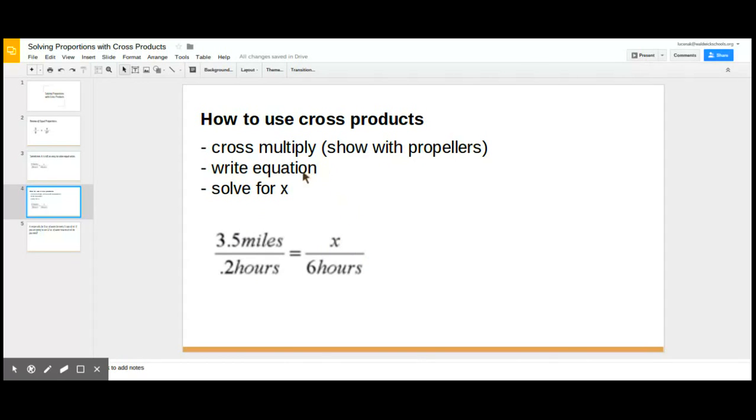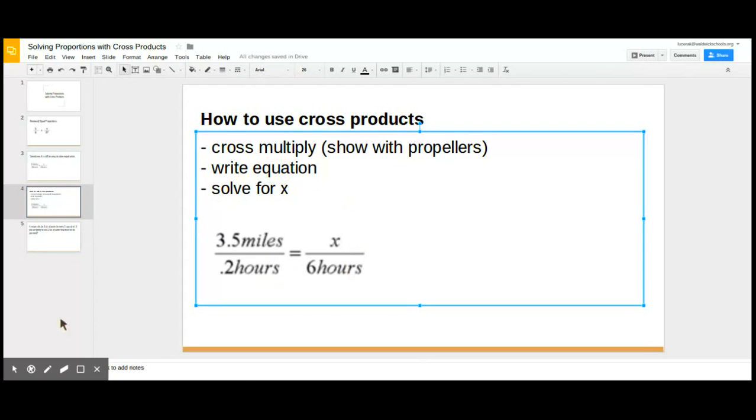These are the steps that you use to solve a proportion using cross products. First thing you want to do is cross multiply, and you show this with propellers, and I'll explain what that means in a second. Then you write an equation, and then you solve the equation for the value of x. So we have, again, the proportion 3 5/10 miles to 2/10 hours set equal to x to 6 hours. The first thing that you want to do is cross multiply.